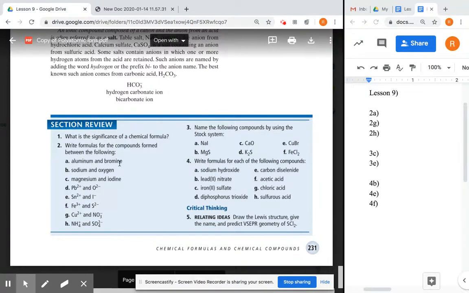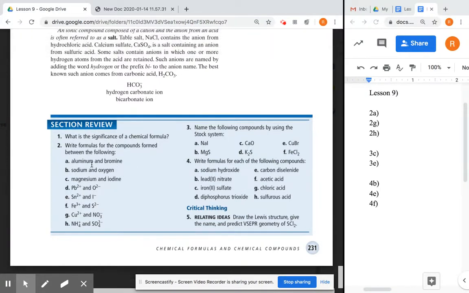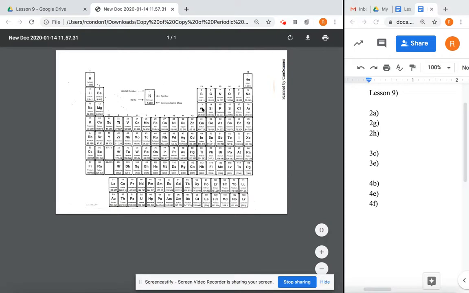Let's do 2A. 2A is aluminum and bromine, so it's going to be aluminum bromide. If we go to our periodic table, aluminum is always going to have a +3 charge because it's in this family and group right here, and bromine is here. It's always going to have a -1 charge as an ion. To balance that out, we need 3 bromines, 3 negative charges, to balance out the one 3+ charge in aluminum. So it's going to be aluminum, nothing there because we only need 1, and bromine, here we're going to have 3.